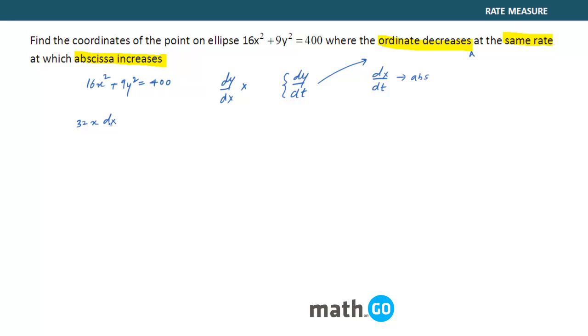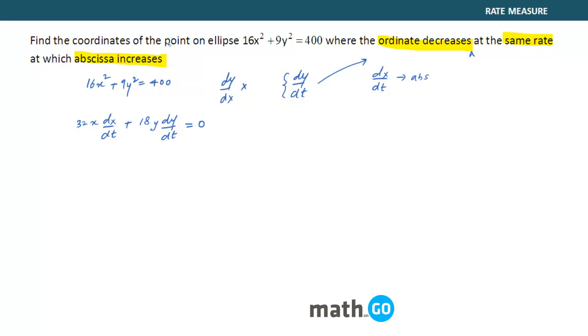32x dx by dt plus 18y dy by dt, right? This becomes equal to 0. We do not need to differentiate any further. So now what is given? We wanted to find the coordinates.